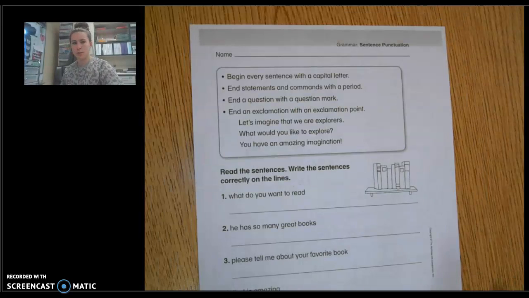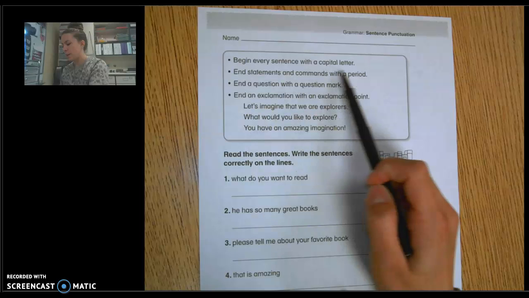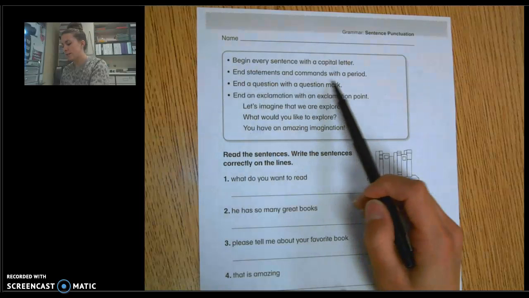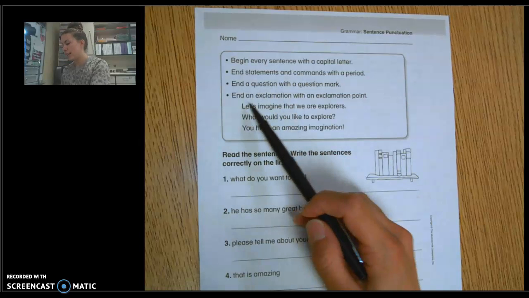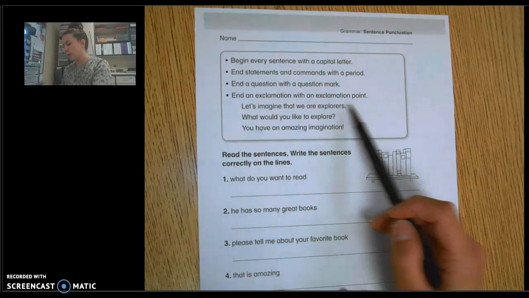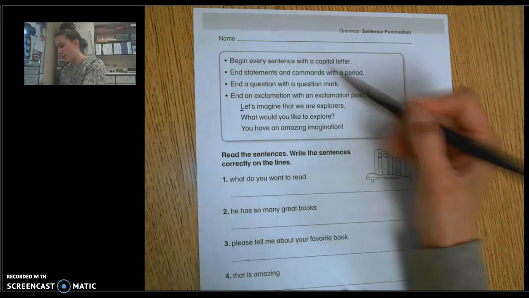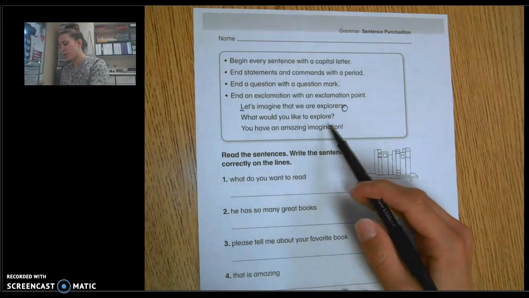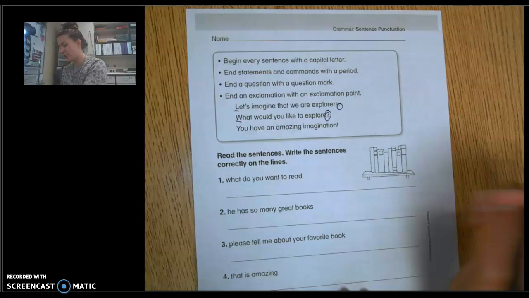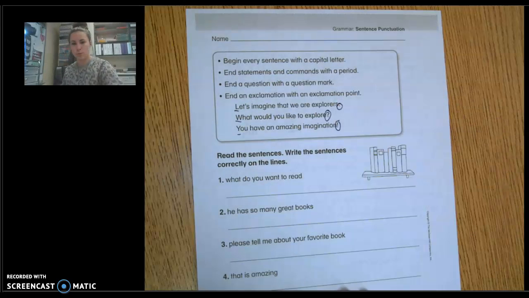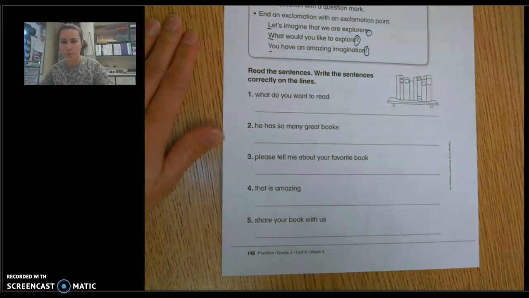On the next side, you are going to be correcting sentences. Up top it says, begin every sentence with a capital letter, end statements and commands with a period, end a question with a question mark, end an exclamation with an exclamation point. Here are some examples. Let's imagine that we are explorers. So I have a capital letter and a period. What would you like to explore? Capital letter, question mark. You have an amazing imagination. Capital letter, exclamation point.